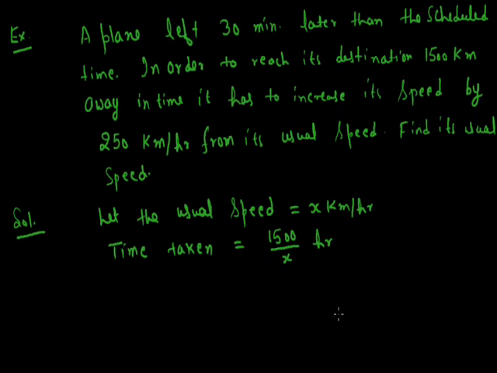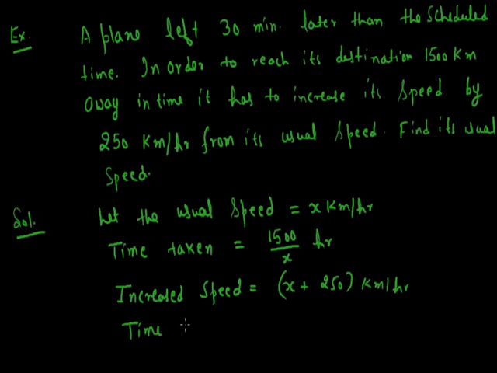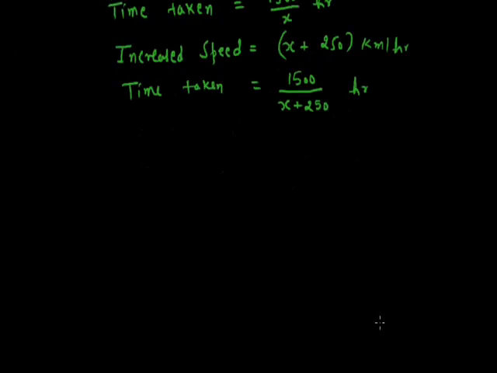Now the plane left 30 minutes later than the scheduled time. So it has increased its speed by 250 km per hour. So the increased speed is equal to x plus 250 km per hour. So this is the new speed. Now in this case the time taken to cover 1500 km is 1500 upon x plus 250 hour. This is the time taken in the second case when the speed is x plus 250 km per hour.